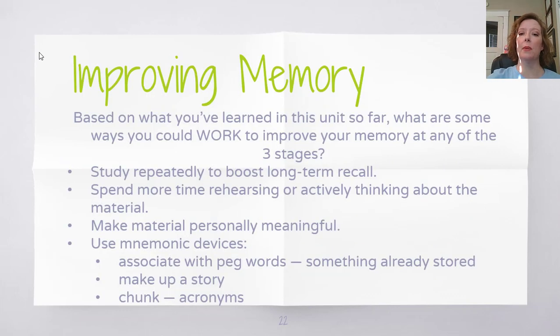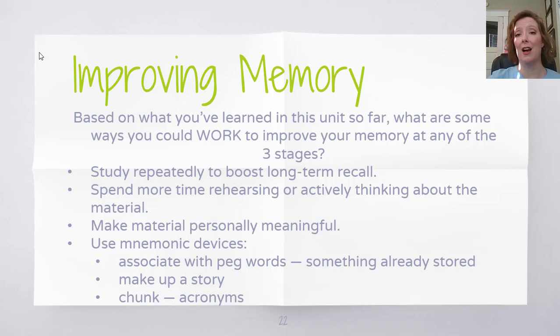So based on what we've talked about in this unit so far, what are some ways that you could work to improve your memory at any of these three stages? First, you could study repeatedly to boost long-term recall. You can spend more time rehearsing or actively thinking about the material. You can make the material personally meaningful. You can use mnemonic devices. We've got associations with peg words, and that's something that's already stored. You can make up a story about the information, or you can chunk the information.